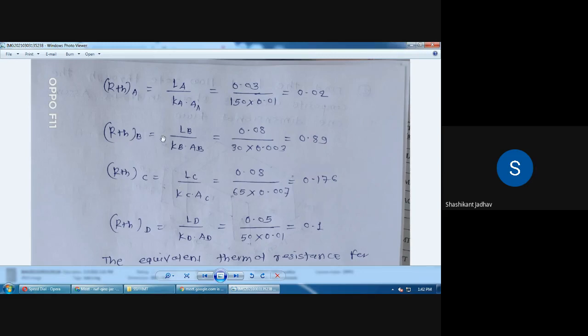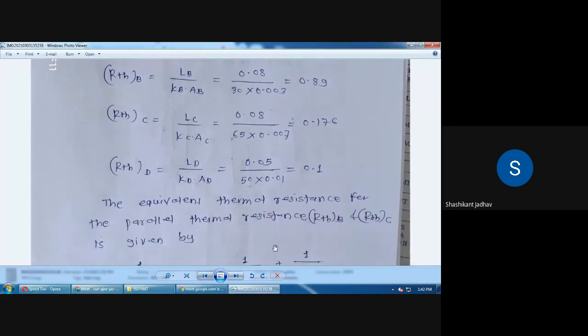Okay, but in this, plate B and C are in parallel to each other. So from those 2 resistances we have to calculate the equivalent resistance. Below this, write down the equivalent thermal resistance for the parallel thermal resistances RthB and RthC. B and C are in parallel to each other, so from their 2 resistances we have to calculate the equivalent resistance.